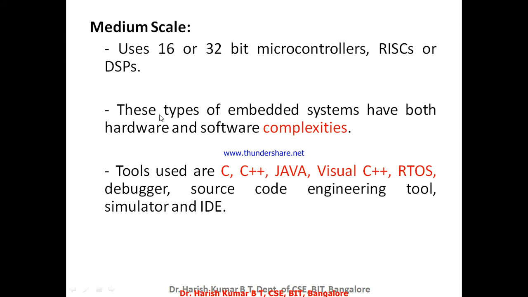Now the tools used in the medium scale embedded systems, they started writing programs in C, C++, Java, Visual C++, and they started using the RTOS, the real-time operating system. So a debugger was there in order to track the program and find out the place where the program is not behaving as intended by you, and simulators also came. For example, Keil IDE is a simulator.